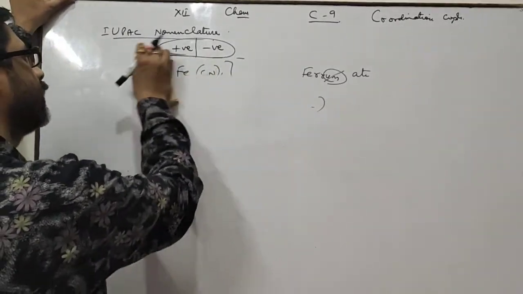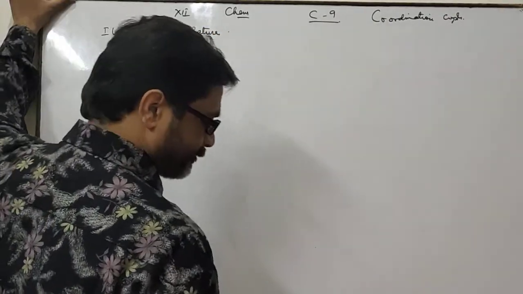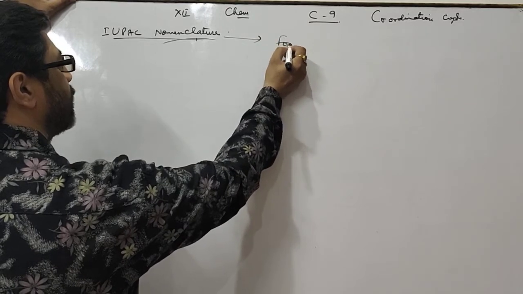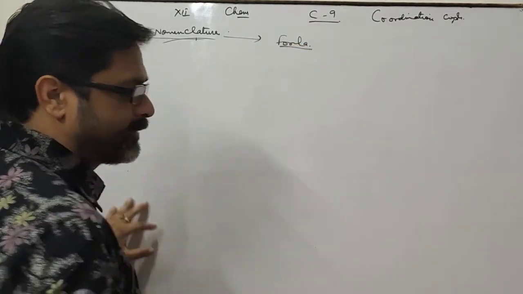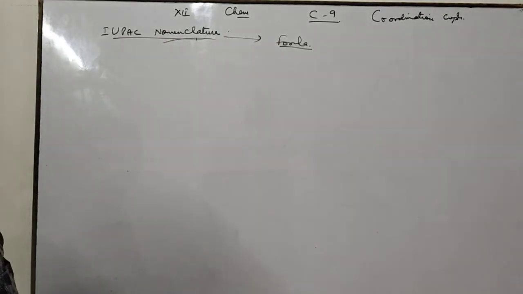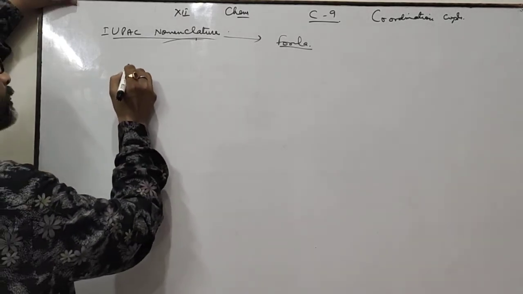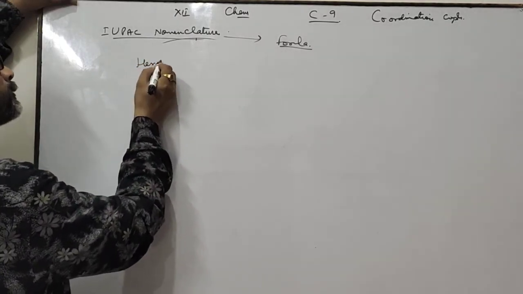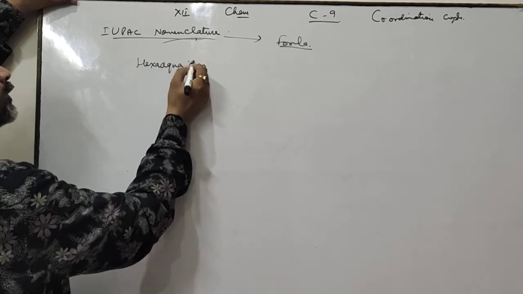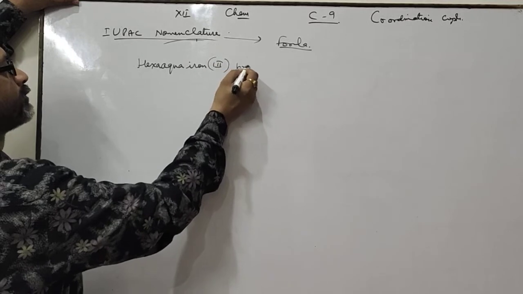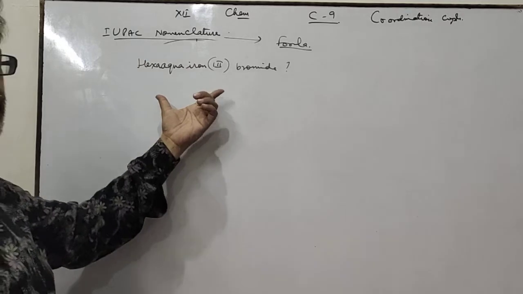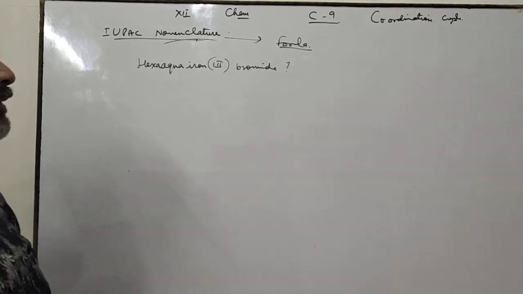Sometimes the name is already given and you should try to write the formula of the compound. Means a question will be asked to write the formula of the compound from its IUPAC name. For example, see here, hexaaquairon(III) bromide. What will be the formula of this compound? From this IUPAC name, we can write the formula of the compound.